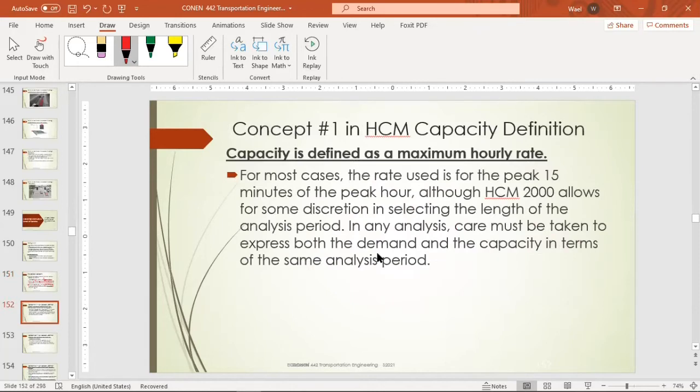Here we are splitting these concepts. So the first concept, capacity is defined as the maximum hourly rate.